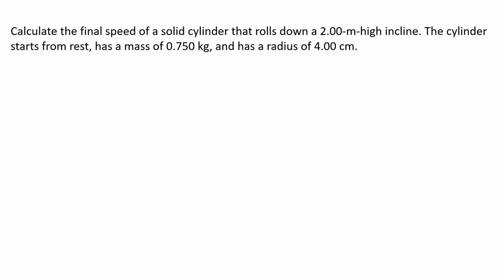Calculate the final speed of a solid cylinder that rolls down a 2.00 meter high incline. The cylinder starts from rest, has a mass of 0.75 kilogram, and has a radius of 4.00 centimeter. Alright, so what are we given here?